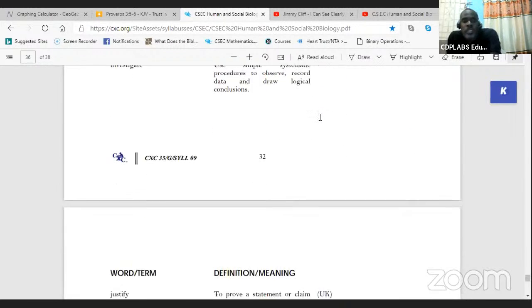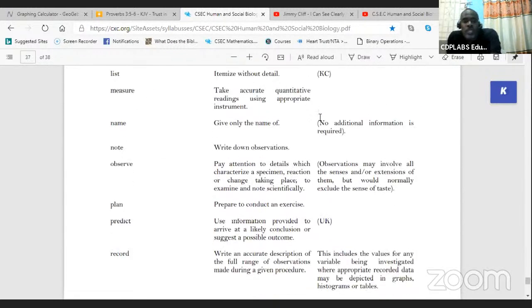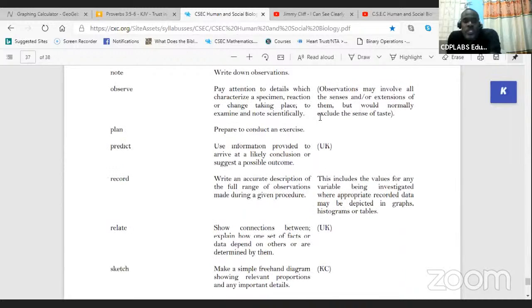Last one. This one, you'll see it. Relate. Now, when you think about the word relate, what comes to your mind? Any one of you? What comes to your mind? Think about the word relate. What comes to your mind?